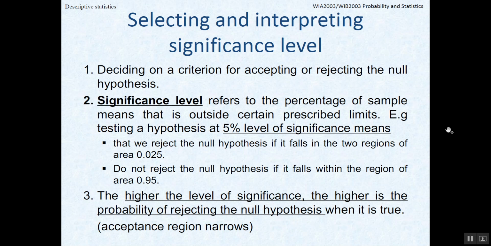The higher the level of significance, the higher is the probability of rejecting the null hypothesis when it is true. Imagine as the significance level increases, this threshold will increase as well. When you are at 5%, this becomes 0.025. If it is more than that, it will become larger. If it goes to maybe 15% level of significance, this also will increase. As this value increases, it is much easier for you to reject the null hypothesis.